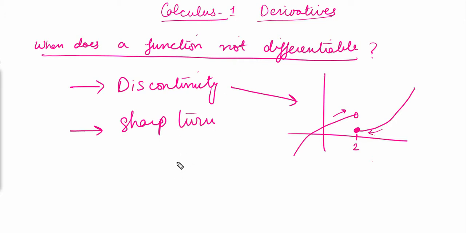For the sharp turn, let's suppose our function is like this. You can consider this as the graph of the absolute function. In this one, you can see a sharp turn at this point. So whenever there's a sharp turn at a point, in that case the function is also not differentiable. So these are the two conditions where a function is not differentiable.